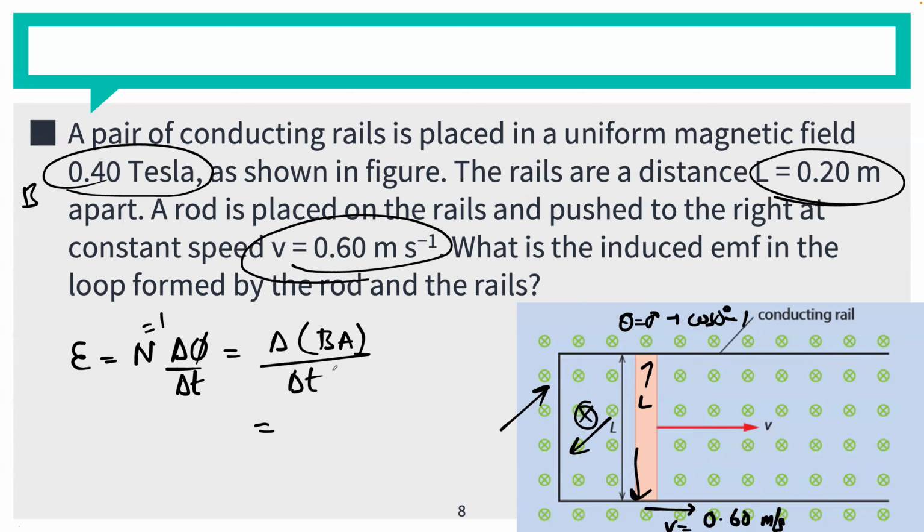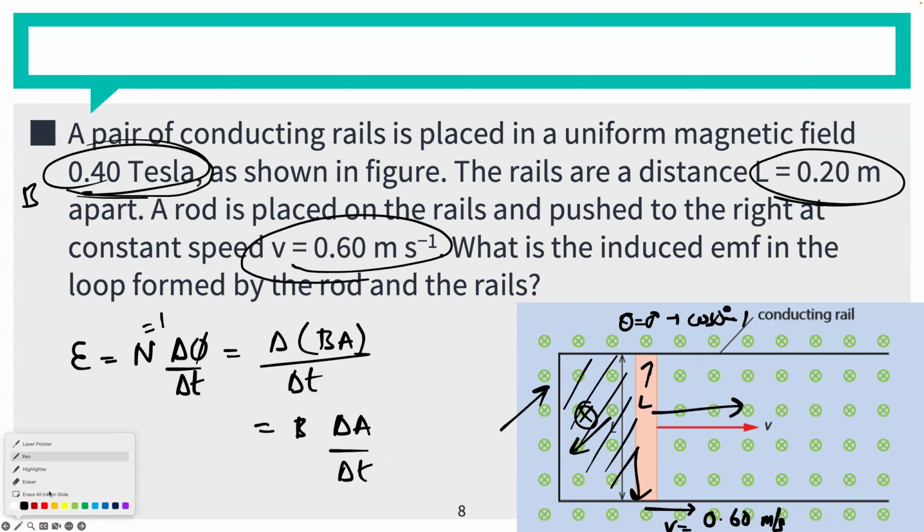Now we'll see, is B constant? Is the magnetic field strength constant? Yes, 0.40 it is constant. So pulled out, you're left with delta A by delta T. Is area of the loop changing? The answer is yes. Why? Because this conductor is moving to the right. When this conductor is moving to the right, obviously the loop area is changing.